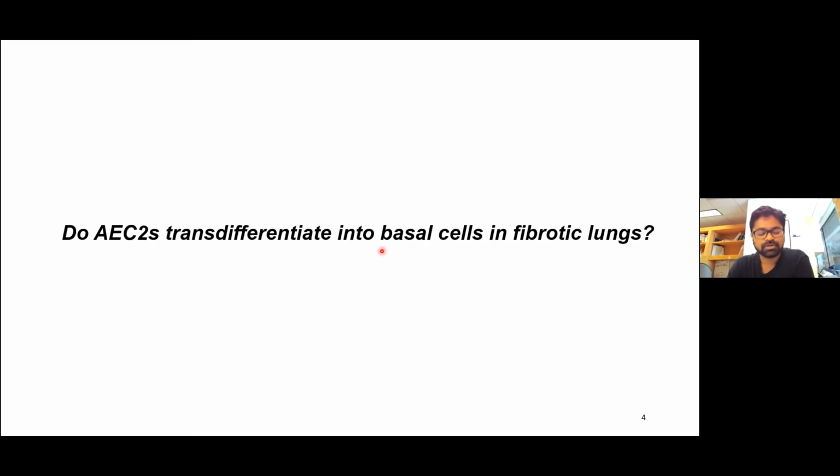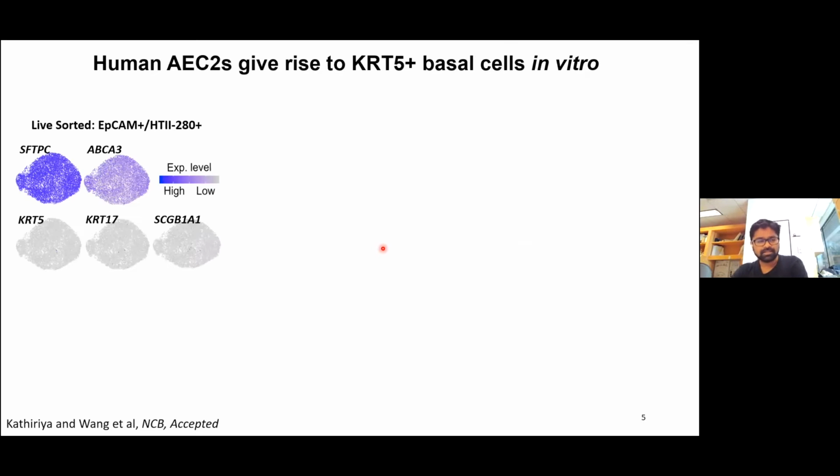The first, in vitro, is what we did. In that, we first isolated type 2 cells by way of flow sorting by staining for EpCAM, which marks total epithelial cells, and HT2-280, which is a specific antibody for mature type 2 cells in a normal lung. And this is single-cell RNA sequencing of these freshly sorted type 2 cells, which shows a uniform expression of canonical type 2 markers such as surfactant protein C and ABCA3, and virtually no expression of basal markers K5, K17, or a club cell marker SCGB1A1.